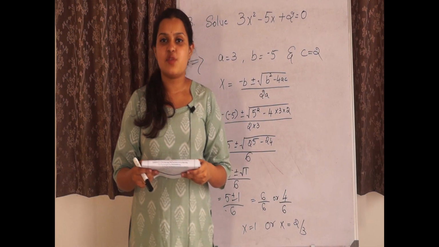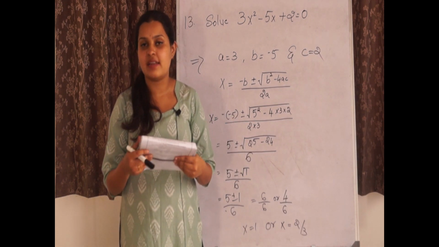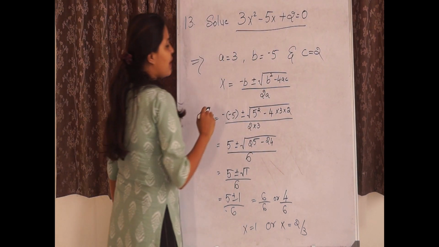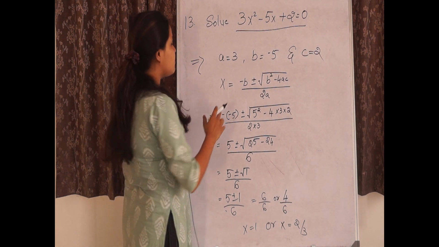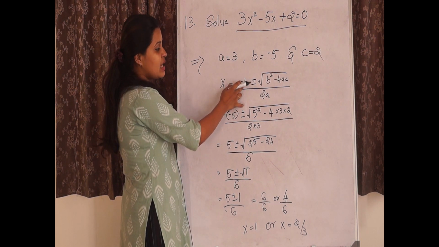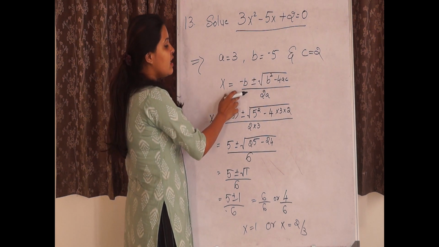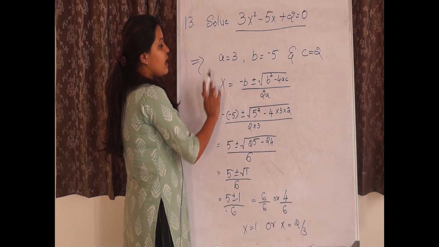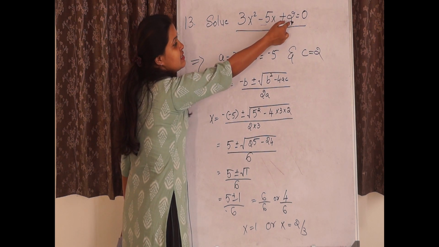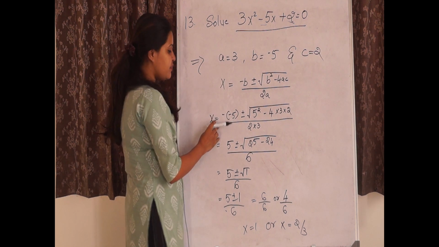Solve 3x square minus 5x plus 2 is equal to 0 by using the quadratic formula. Let's solve this equation using the quadratic formula. So the formula for quadratic is x = (-b plus or minus square root of b square minus 4ac) whole divided by 2a. Now a is 3, b is minus 5 and c is 2.